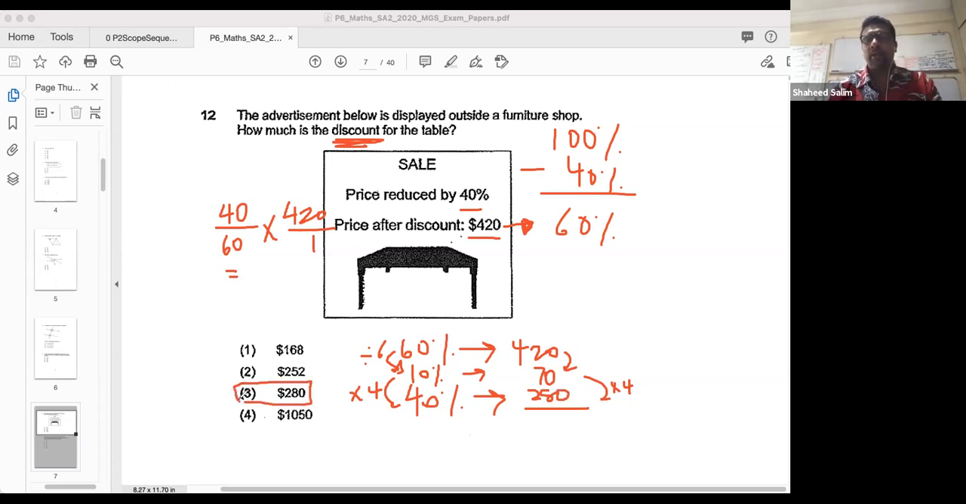Some students cannot see this one. So if you cannot see this one, very simple. You must find 100%. This is 60%. What is 100%? Okay, we try 1%. You divide this by 60. If you divide by 60, how much you get? You get $7. Okay, good. Then you want to find 100%. You times by 100, $700. And then this is the original price. Take 700 minus 420. 700 minus 420 equals 280. Another method.